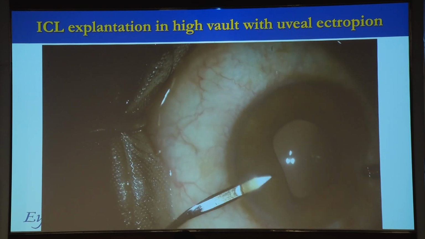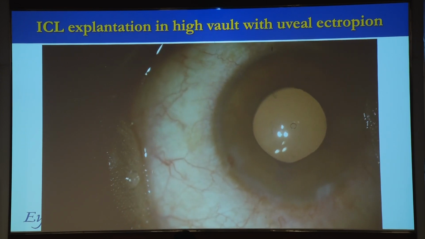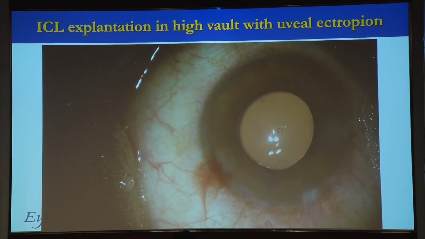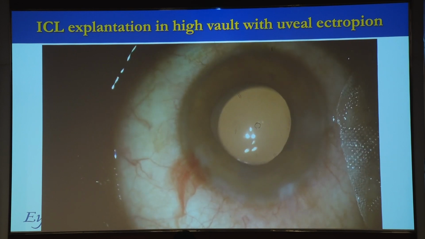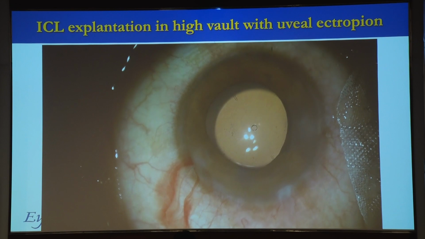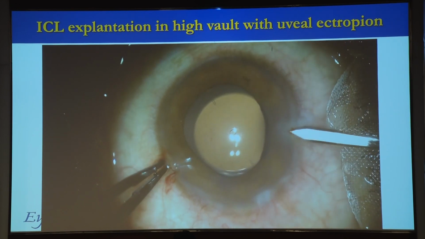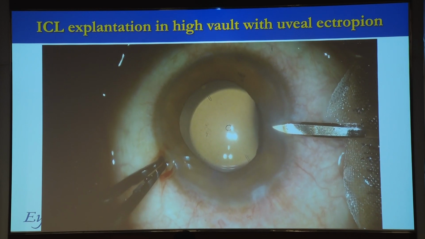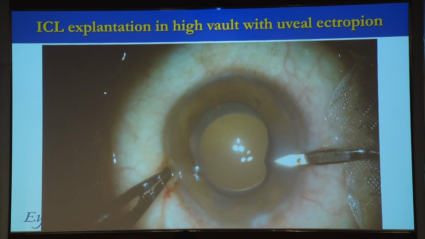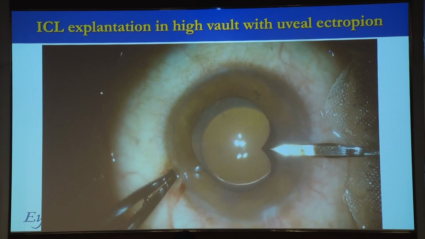So you can see the AC is very shallow, and there is hardly any space for even side port entries. We used the same side ports and the main port because the surgery was done immediately within a week. This is so shallow that the side port is hitting the iris.